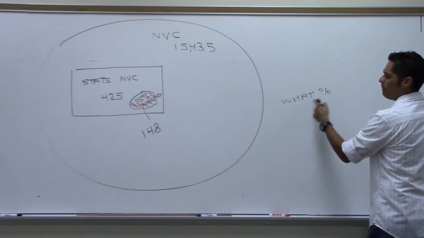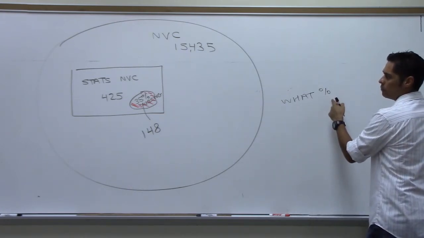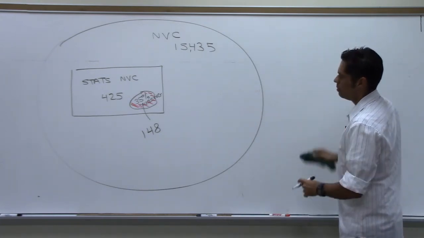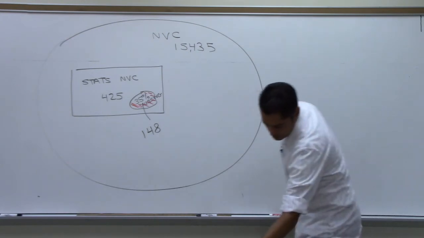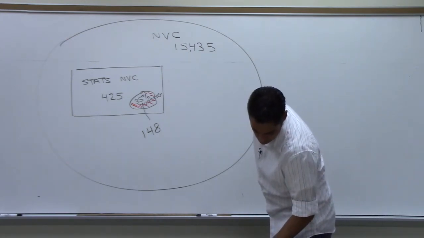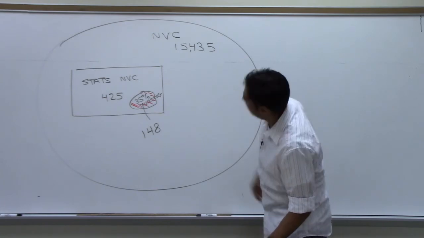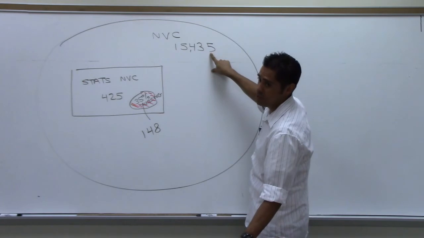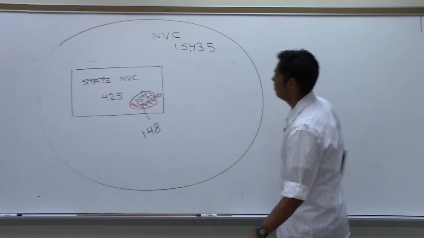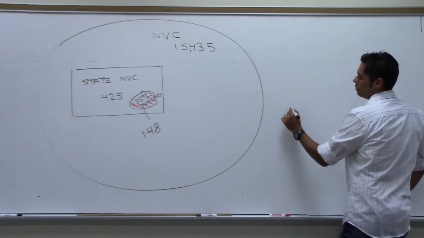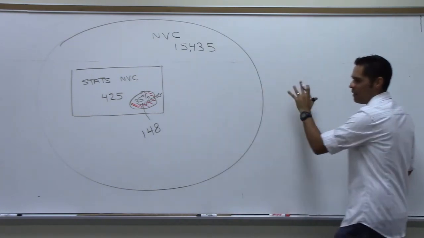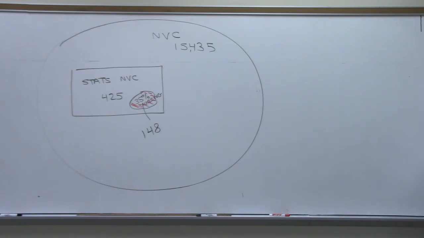How do we write it? Of the 15,435, 148 plan to attend nursing school. What percent of this plans to attend nursing school, right? So I'm asking you to give me the sentence that would use this information to get our final answer. 0.148 equals 15,435?